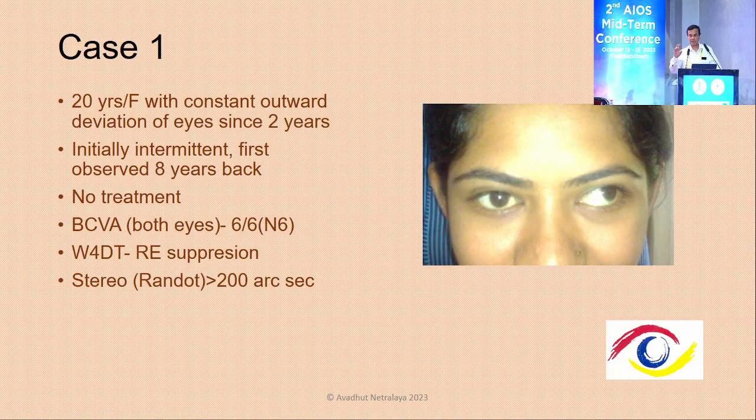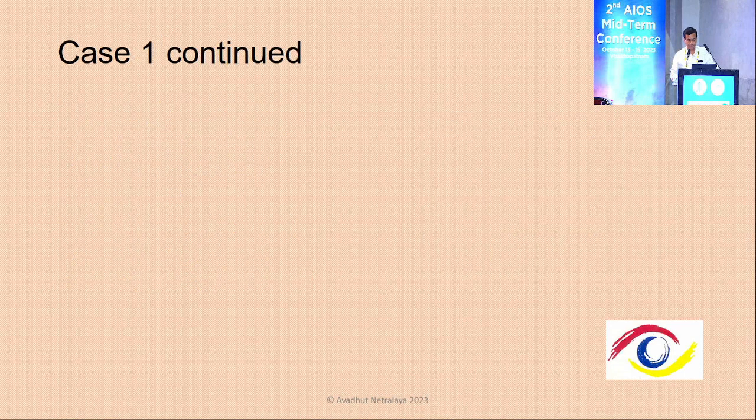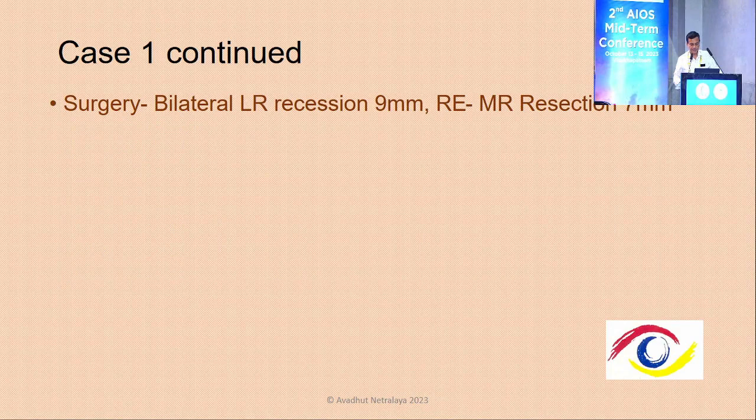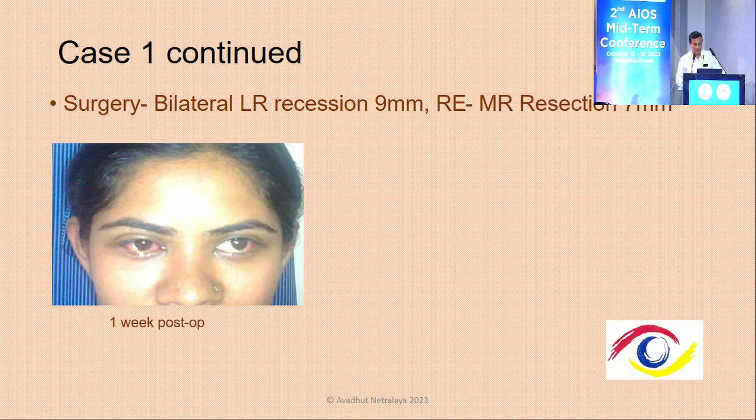I'll start with two sets of cases. They were similar cases with almost the same angles of deviation, and a similar surgical dose was done, but the outcome was different. Now, this is a 20-year-old female who presented with outward deviation since 8 years. She had around 60 prism diopters of exotropia. She had right eye separation, though you see more on the left eye as a squint, but she had right eye separation, no refractive error, and the vision was good. So we decided to do a 3-muscle surgery, bilateral lateral rectus recession with the right medial rectus resection.